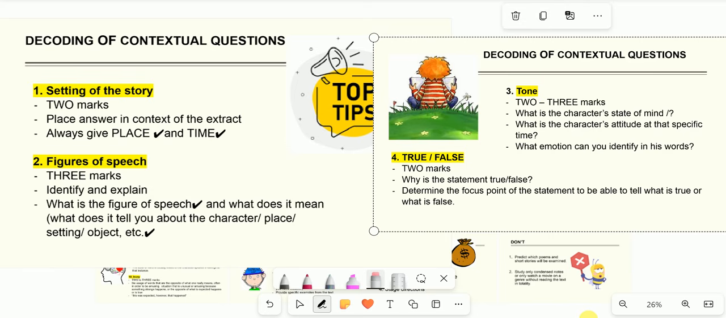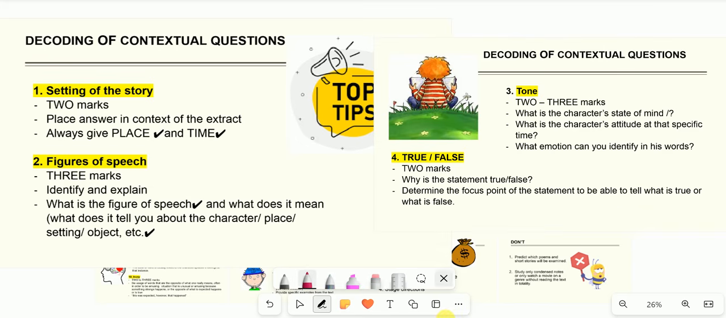Now, how are you going to answer questions based on the setting? Normally, examiners say describe the setting. They don't say mention the setting. So when you describe the setting, what are we looking for? We are looking for time and place. Remember, we want to collect those 2 marks, right? So in your response, make sure that you make a mention of time and place.